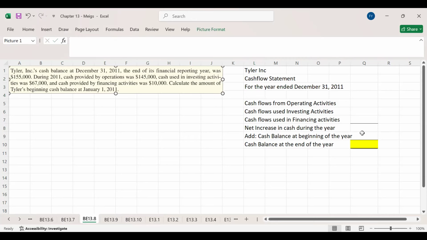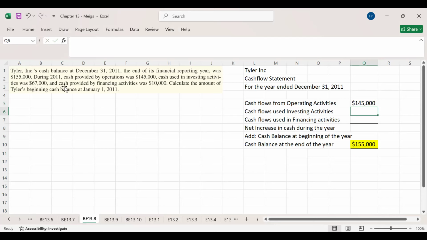So the ending balance is given, which is $155,000. During 2011, cash provided by operations was 145. Provided means cash inflows from operating activities, which is 145.